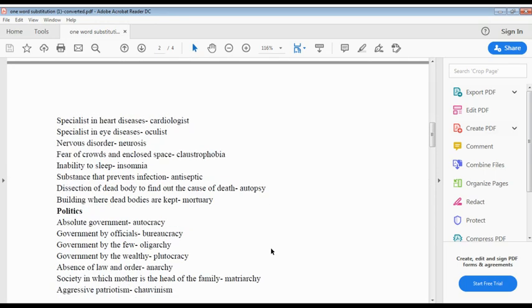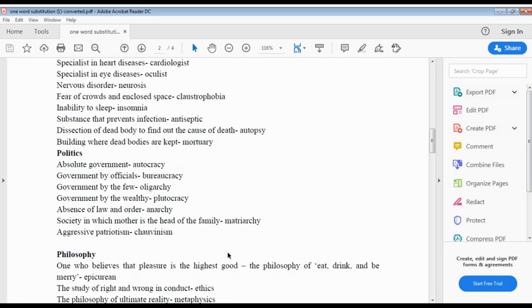Apart from this, you can see these examples on your screen. Politics: absolute government, autocracy. The one word substitution for absolute government is autocracy. Government by officials, bureaucracy. Government by the few, oligarchy. Government by the wealthy, plutocracy. Absence of law and order, anarchy. So there is anarchy in the city. Society in which the mother is the head of the family, matriarchy. Patriarchy is exactly the opposite of matriarchy.